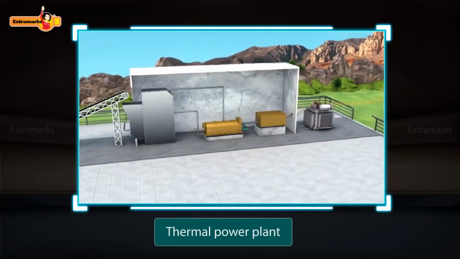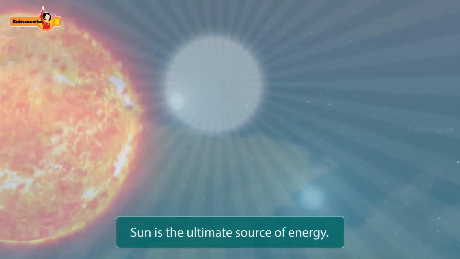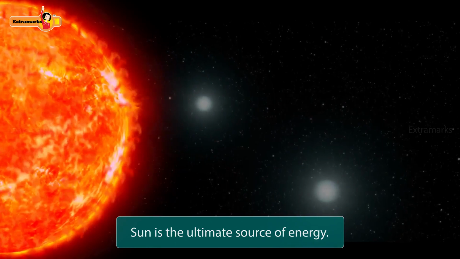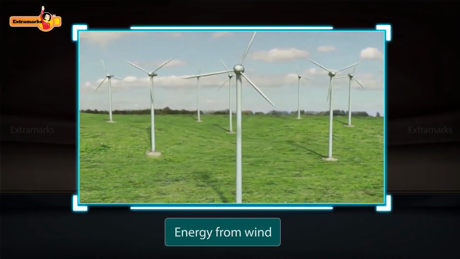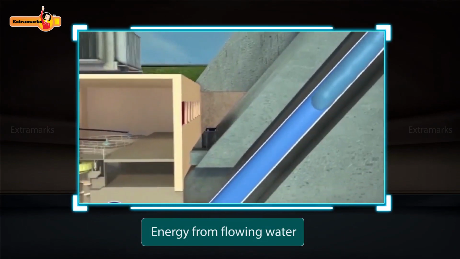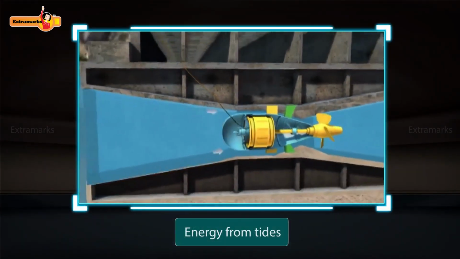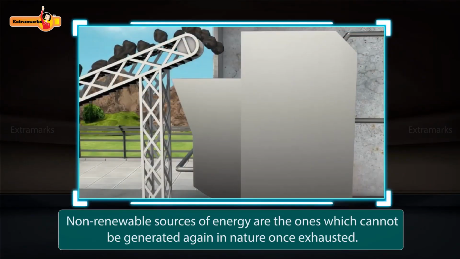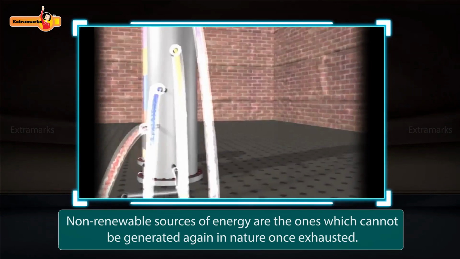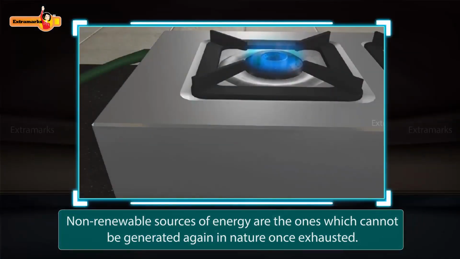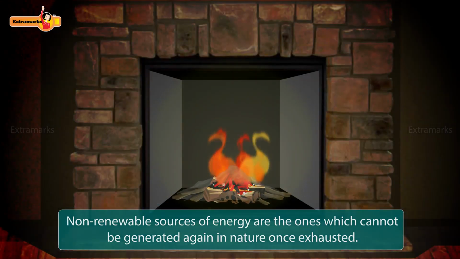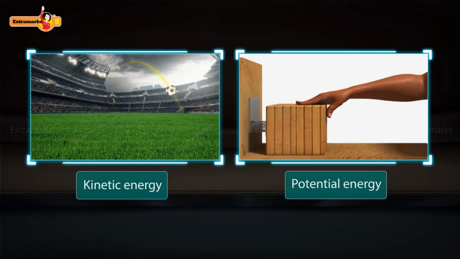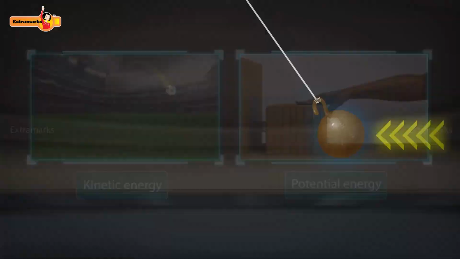thermal power plant, etc. Sun is the ultimate source of energy called renewable source. The energy obtained from natural sources like wind, flowing water, tides, etc. are directly or indirectly obtained from the sun. The fossil fuels such as coal, petroleum, and natural gas are non-renewable sources, as these sources, once exhausted, cannot be reused. Energy is mainly classified as kinetic energy and potential energy.